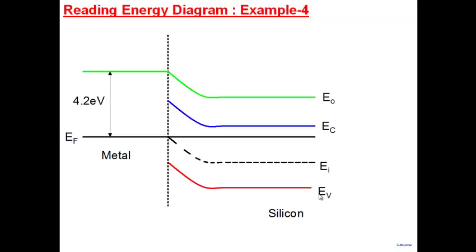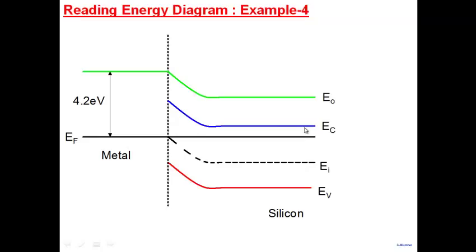EI is the intrinsic level. So what is the material type? N-type, because EF is over EI, and EF is closer to EC, so it's n-type.